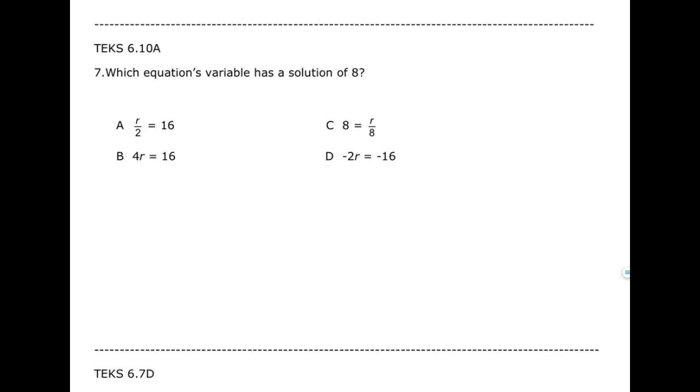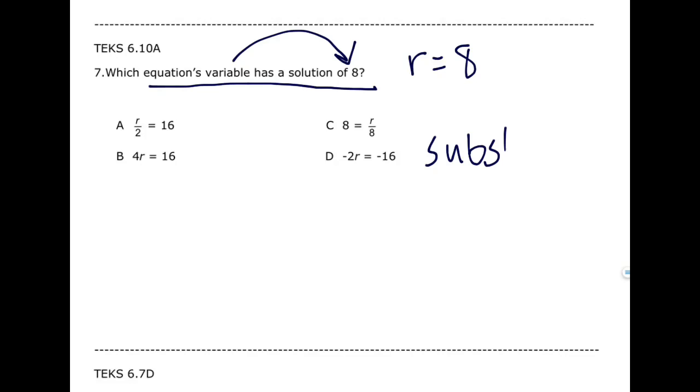Which equation's variable has a solution of 8? So we want to know which variable has a solution of 8. All the variables are r, so basically we want to know when r is equal to 8. We can do this two ways. We can solve each one-step equation, or we can substitute. For practice's sake, I'm going to solve them using one step. I'm not going to substitute, but you could always take 8 and put it in for the variable.